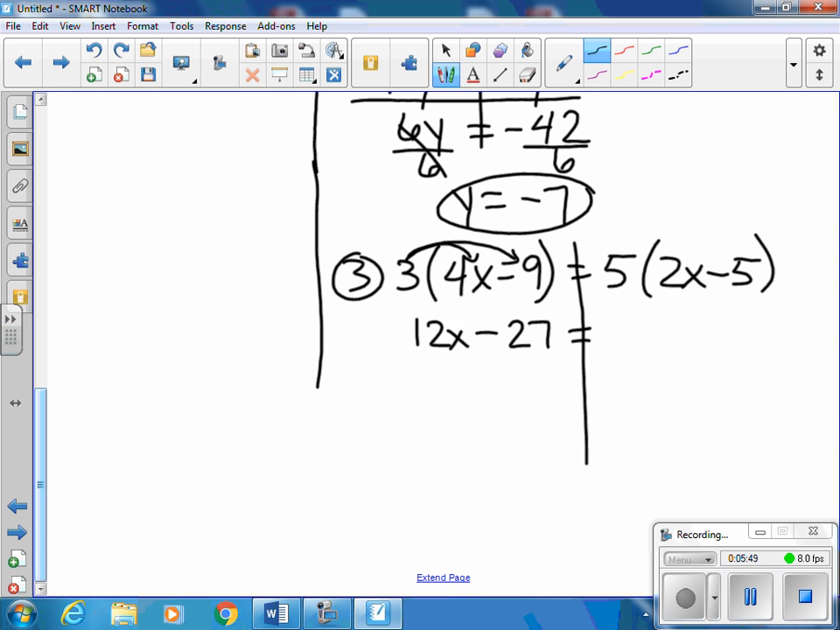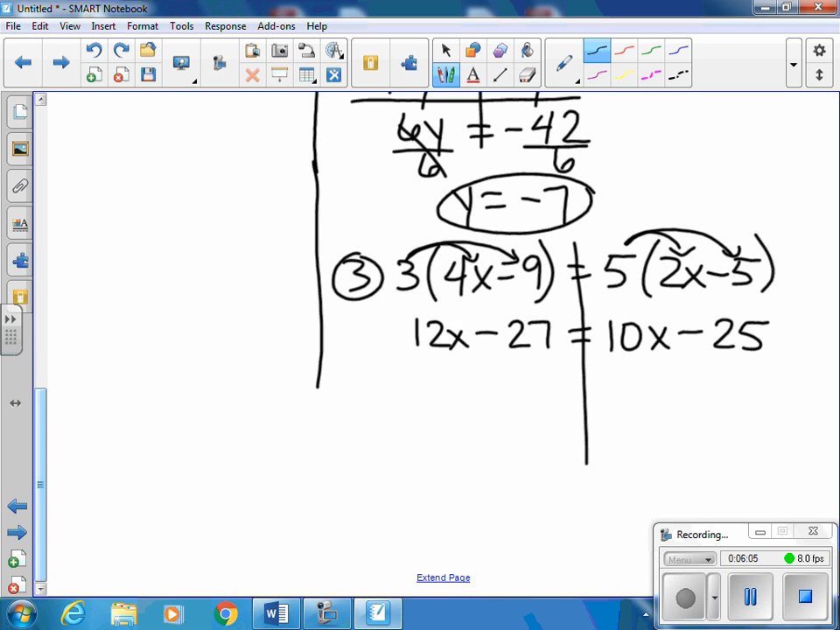Go to the other side, you're going to distribute the 5. 5 times 2x is 10x. 5 times negative 5 is negative 25. All right, so I've done the distributing. Then I need to look and see, is there anything I can combine like terms with on the same side together? The answer to that is no.